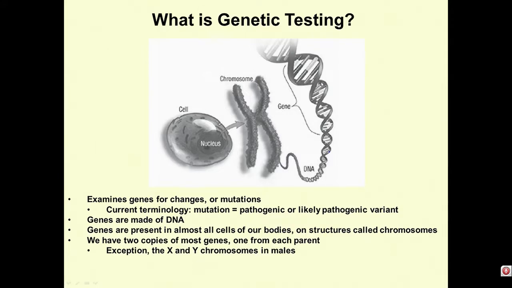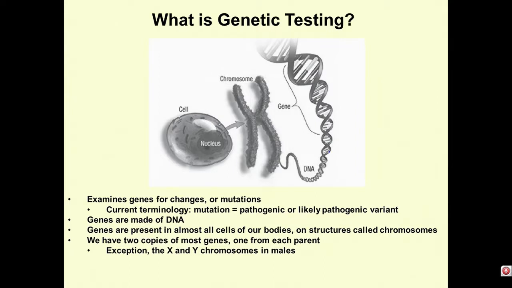Genes are made of DNA. This is a DNA strand. A gene is just a small segment of a DNA strand. Genes are present in almost all cells of our body, including our white blood cells in our bloodstream. Genes are contained in structures called chromosomes, shown in the picture here, and each chromosome contains thousands of genes. Most humans have a total of 46 chromosomes and a total of approximately 22,000 genes.